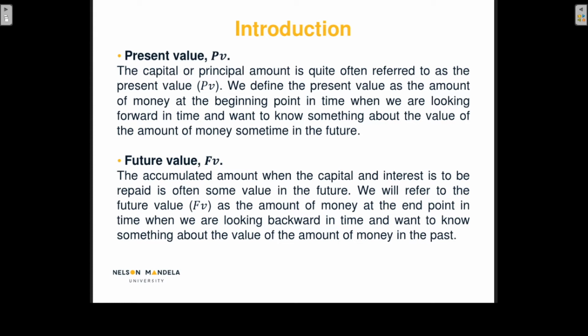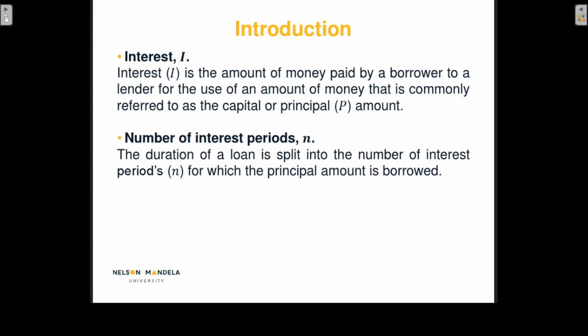Then the future value, FV, is the accumulated amount when the capital and the interest is to be repaid after some time period. So the future value will be the capital amount plus the interest on the capital amount. Then the interest, capital I, is the amount of money paid by a borrower to a lender for the use of an amount of money. Or if you invest money, then the interest is the amount of money that you've earned on your investment. And we indicate this with a capital I.